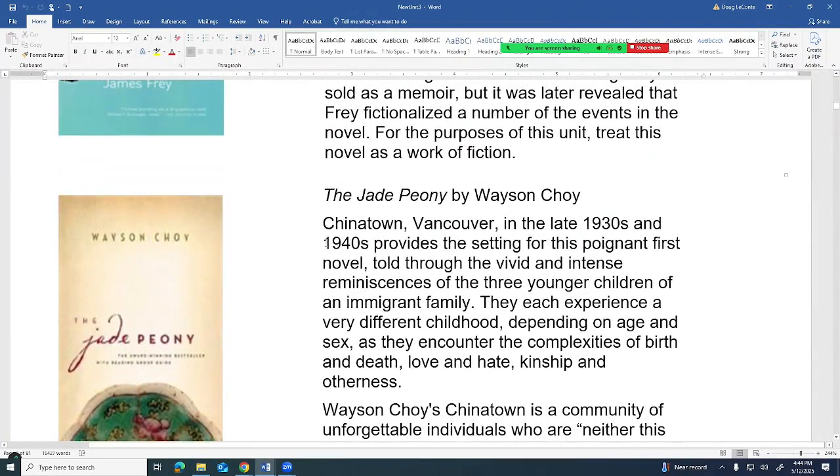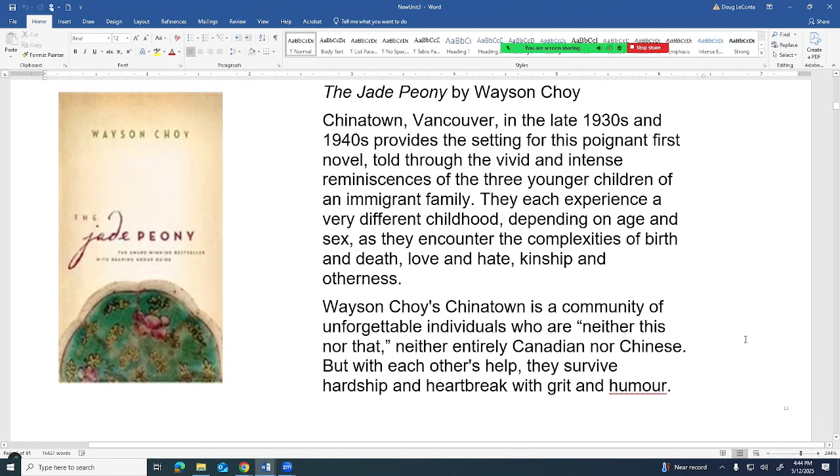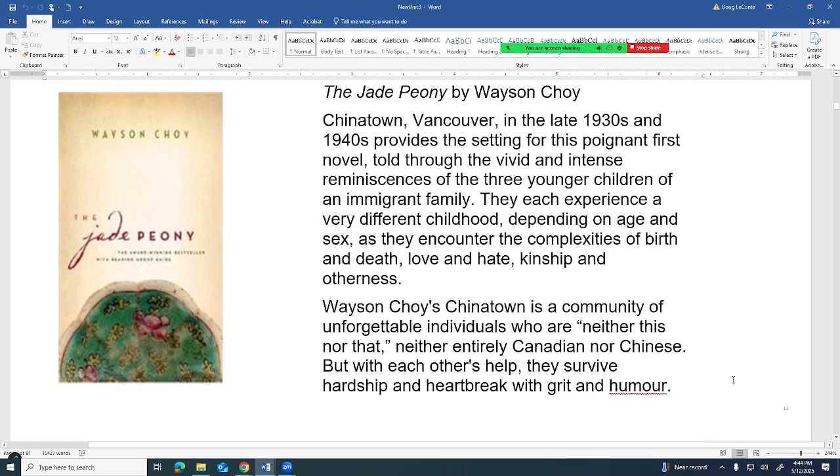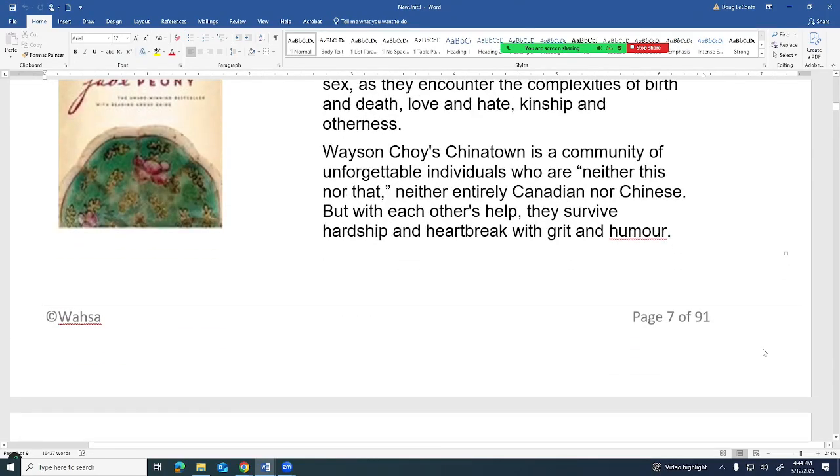And then something a little bit different, the Jade Peony. And this one is about the relationship of, well, Chinese and Japanese people in the 1930s in Vancouver. So we get to read a little bit about the experience of being an immigrant family at that time. And so it has a bit of a historical component to it.